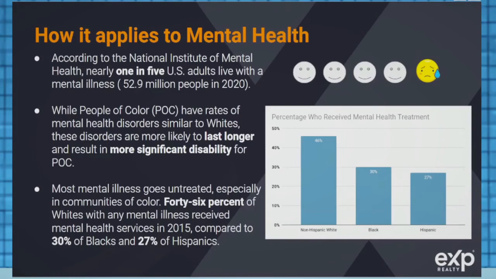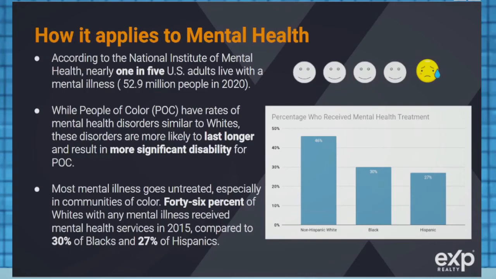All right. Now, most mental illness goes untreated, especially in communities of color. We've got the graph here that shows us that 46% of whites with any mental illness received mental health services in 2015, compared to only 30% of blacks and 27% of Hispanics. So, what does that tell us? We're not really going out and being treated like we should for mental health.